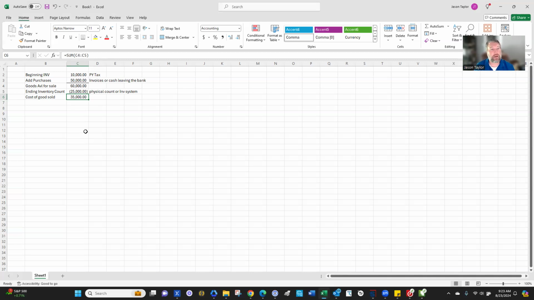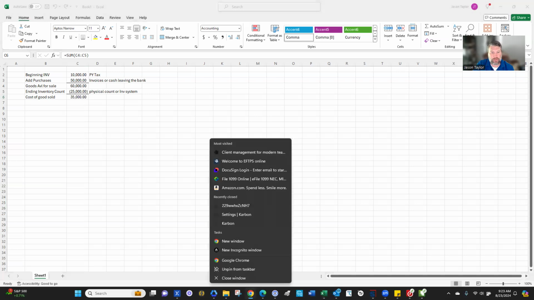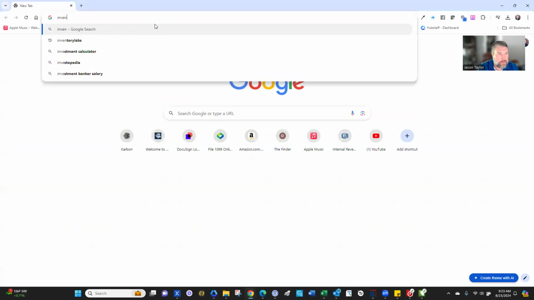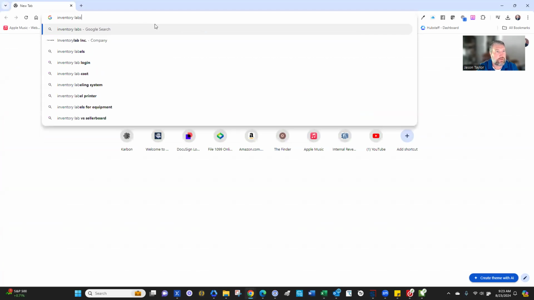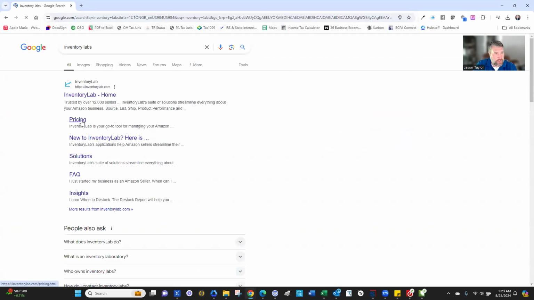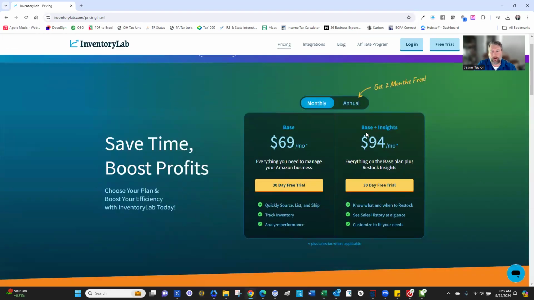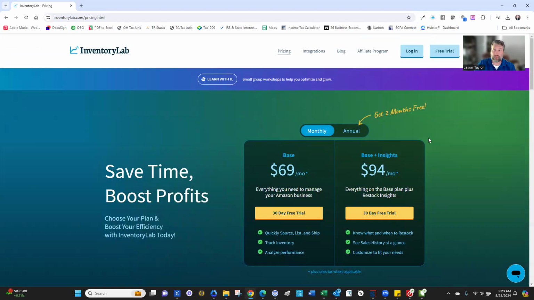Okay, so now let's talk about inventory tracking systems. One of the ones that a lot of people use is called Inventory Lab. So I'm going to pull this up, and let's go look at pricing. The base model, where you get a whole bunch of reports, is $69 a month, or almost $94 a month if you get all the reports. Okay, so that's how much Inventory Lab costs.